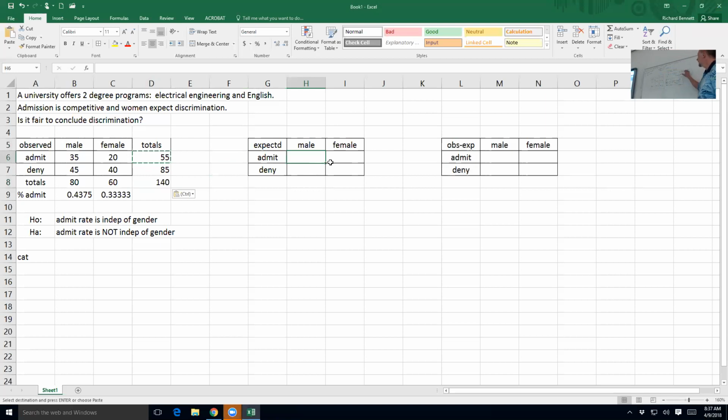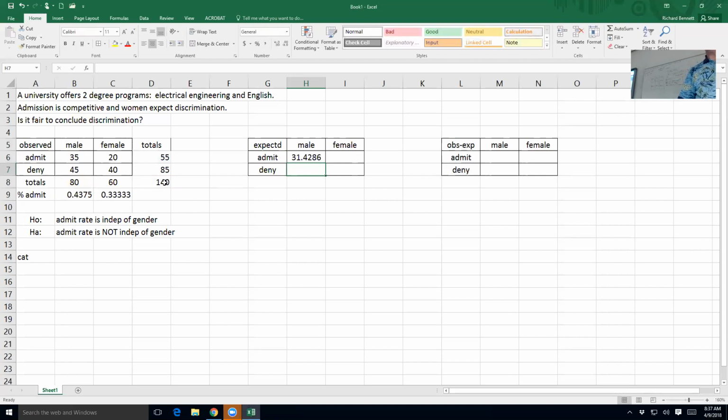Okay, now here's where we're going to use this formula. Okay, where am I on my expected table? I'm in row 1, column 1. Okay, so here's what we're going to do. We're going to do row 1 total times column 1 total divided by the grand total. Okay?